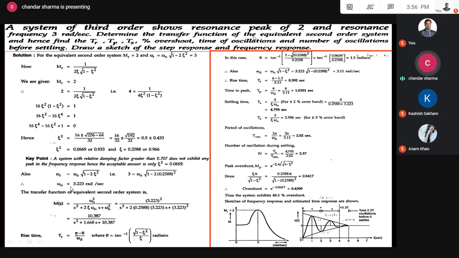Okay, so when I got zeta, we can calculate omega n. Then the transfer function: you know the second order transfer function formula is omega n square by s square plus 2 zeta omega n s plus omega n square. You know the value of omega n square, you know the value of zeta, so you get the transfer function. And you all know the formula for rise time, pi minus theta by omega d, where phi or theta is nothing but cos inverse of zeta or tan inverse of under root 1 minus zeta square by zeta in radians.